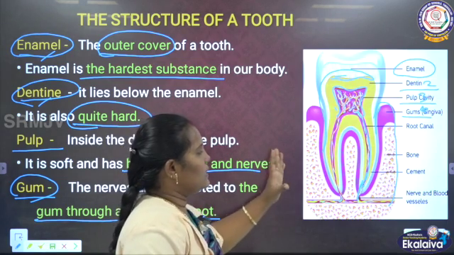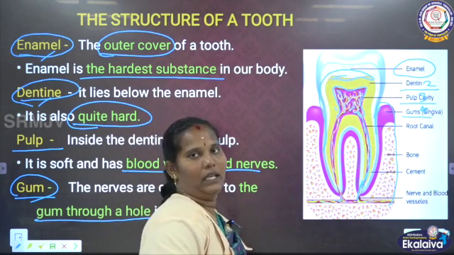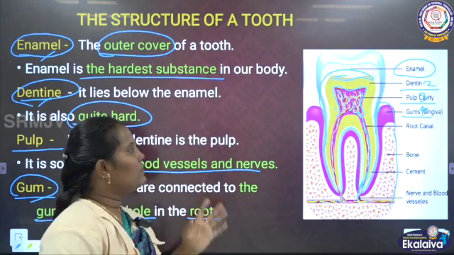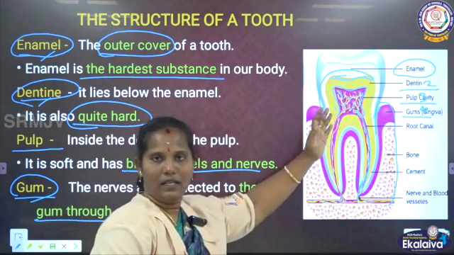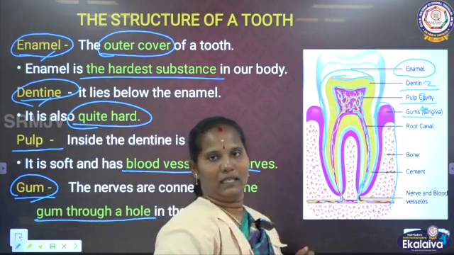Okay, so this is the structure of our tooth. See, while we are eating things, first our tooth is affected at the enamel coat. We have to see that.